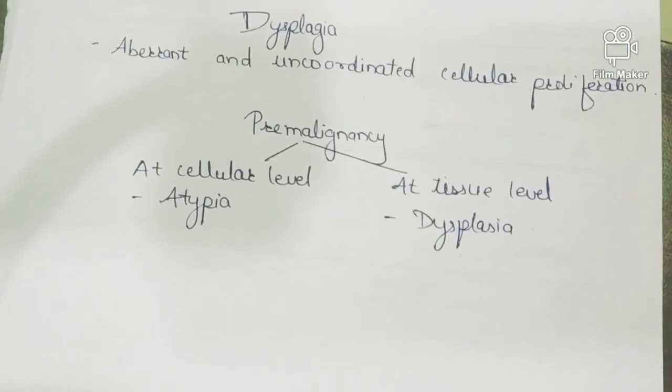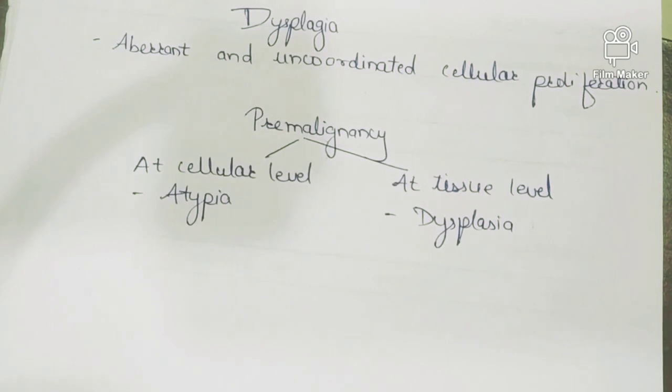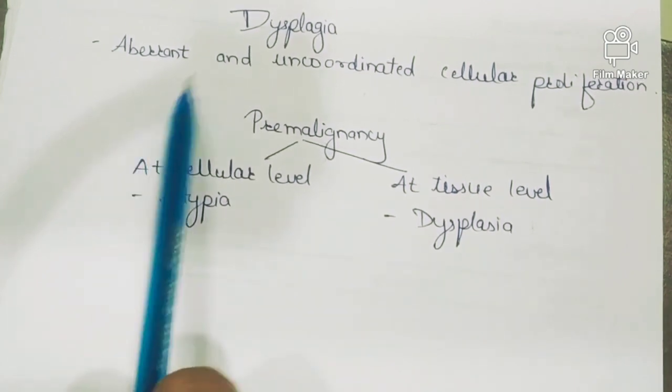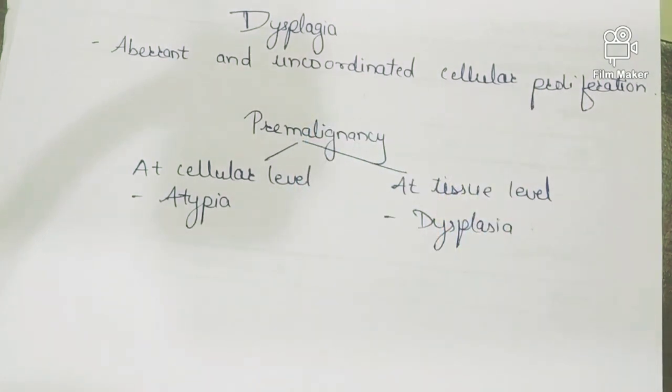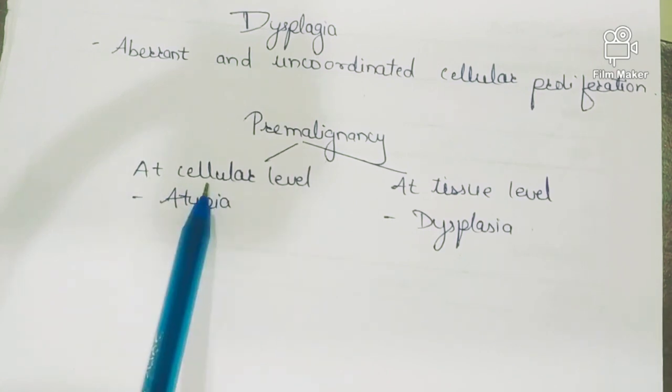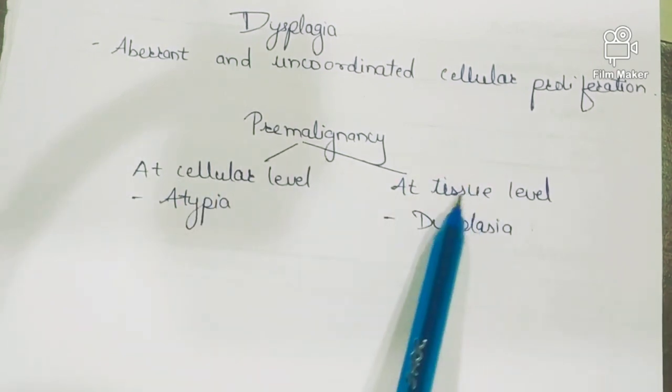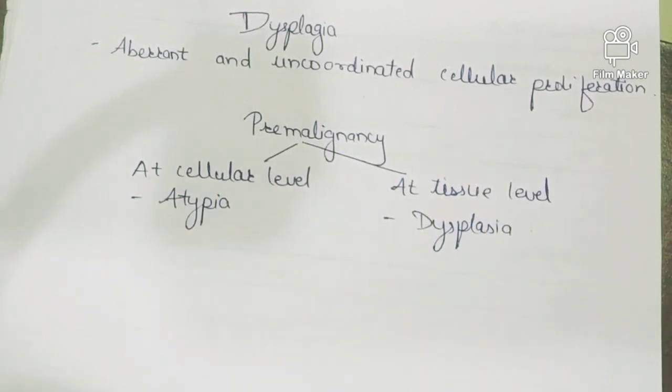So, before starting the tumors, we need to understand dysplasia. What is dysplasia? Dysplasia is aberrant and uncoordinated cellular proliferation. When pre-malignancy is depicted at the cellular level, it is called atypia, and when it is at the tissue level, it is called dysplasia.